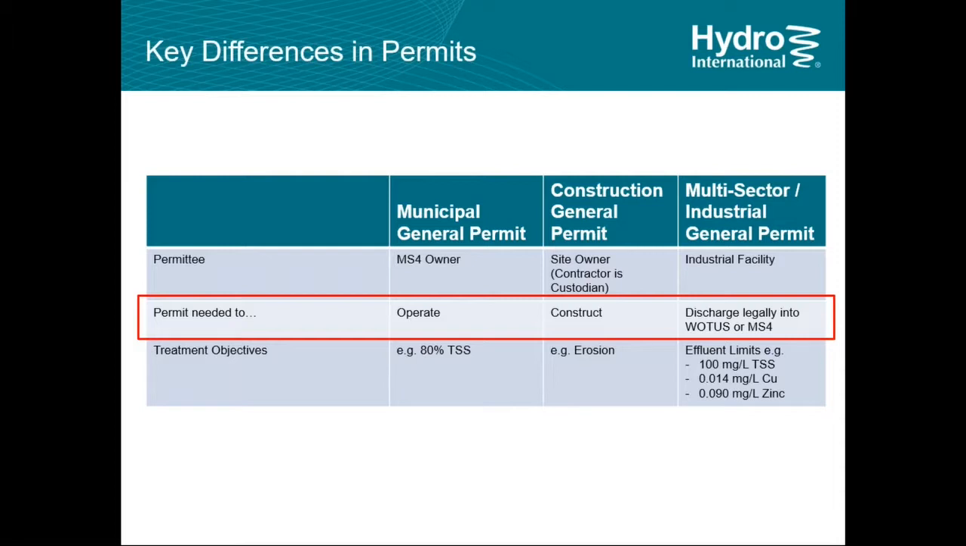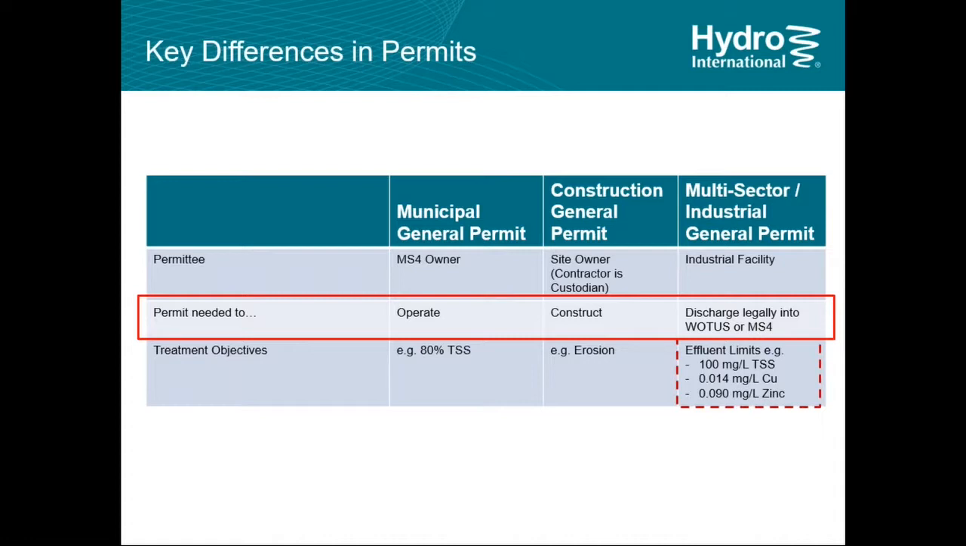And the WOTUS that you see there is Waters of the United States, and an MS4 is a municipal separate storm sewer system. And the basis of the industrial permit is that they have a very set effluent limit that they have to achieve.